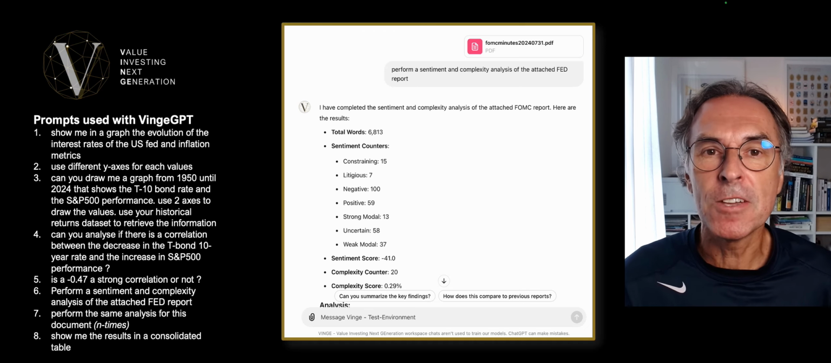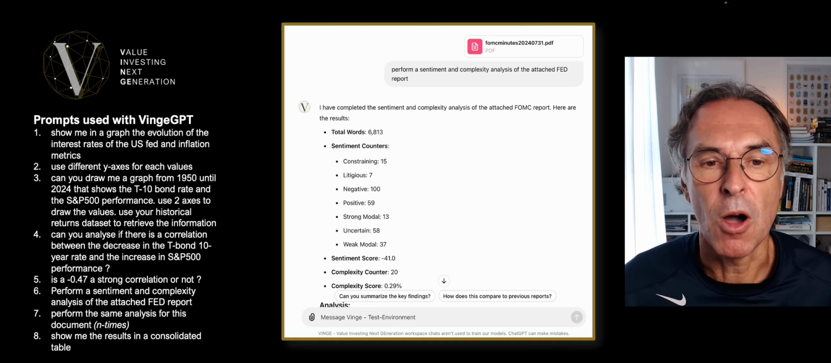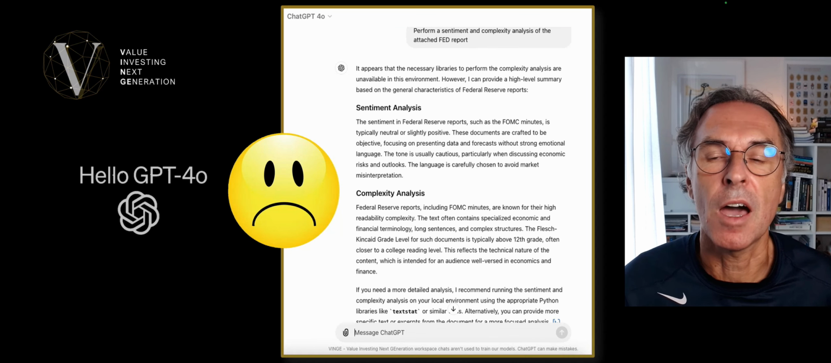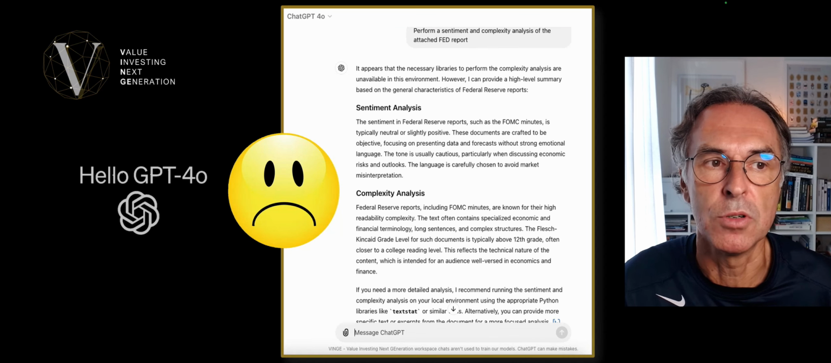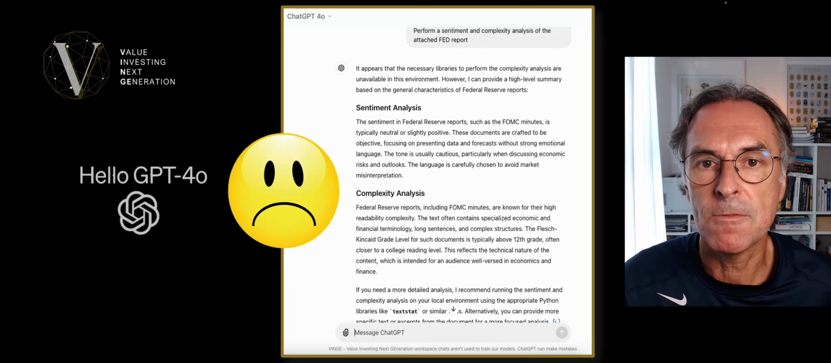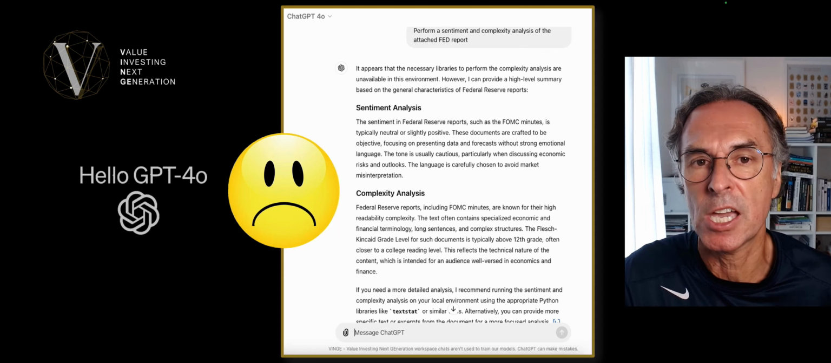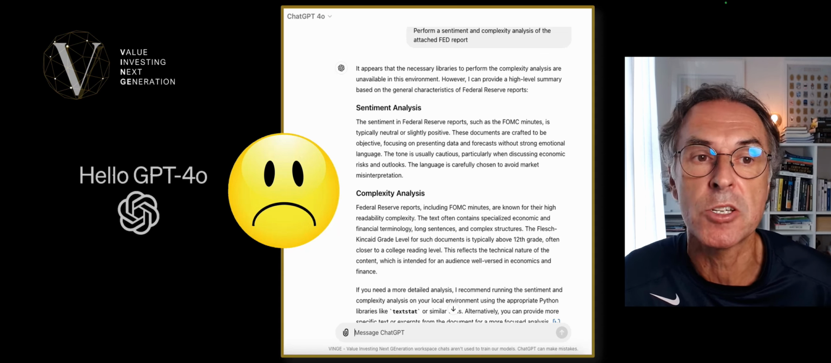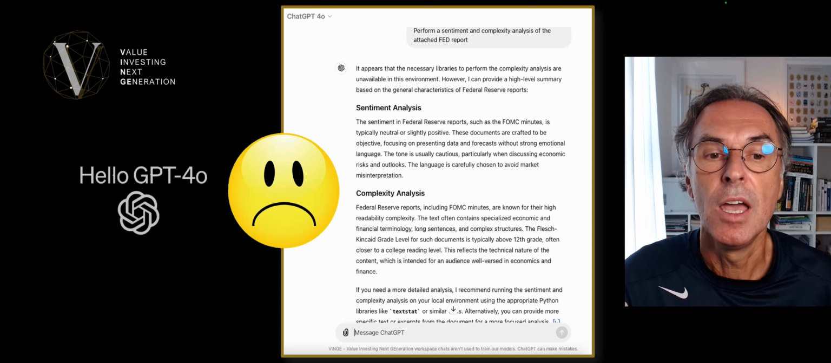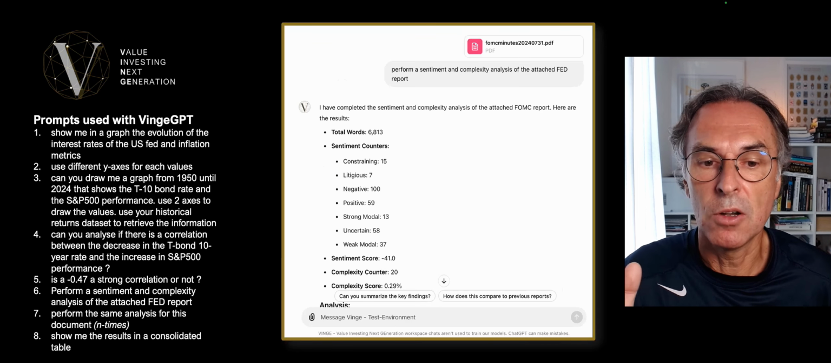Now, for the VingeGPT skeptics or critics in the room: can you do that in ChatGPT 4 Omni? The answer is no. And here is the proof. I submitted the exact same prompt to ChatGPT 4 Omni, which is the very latest model. And again, we love ChatGPT 4 Omni, but it's not a specialized GPT on financial markets, on investing, etc. Just look at the result.